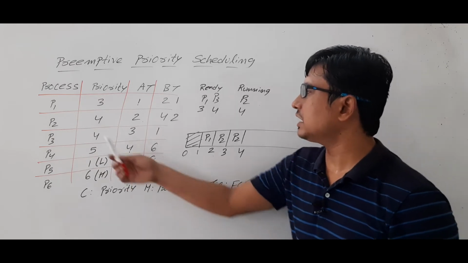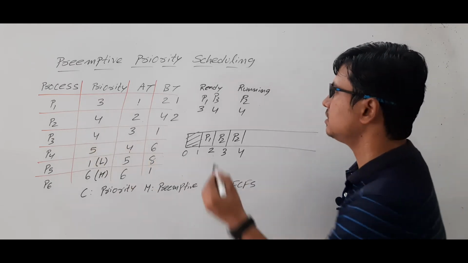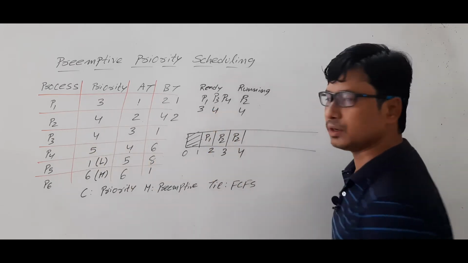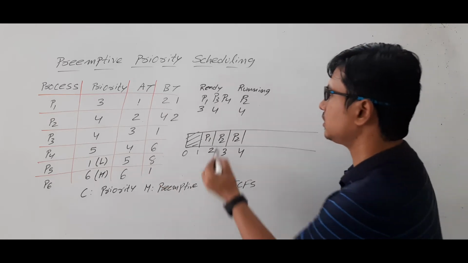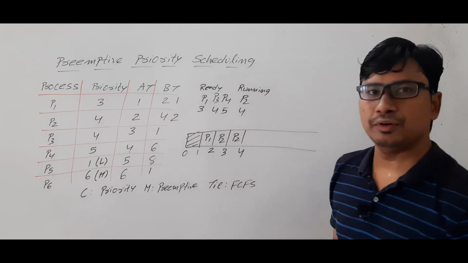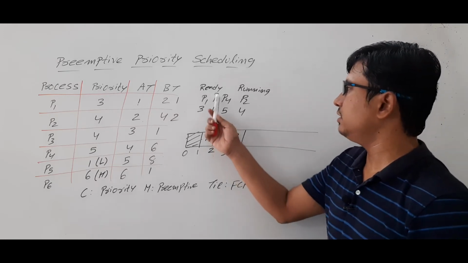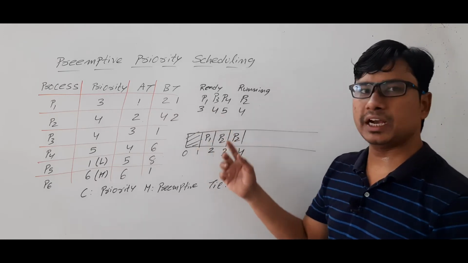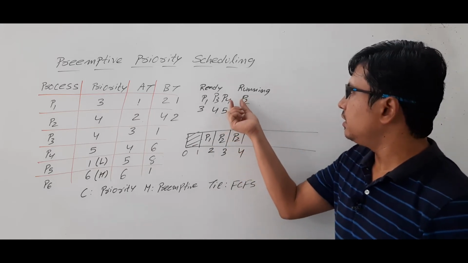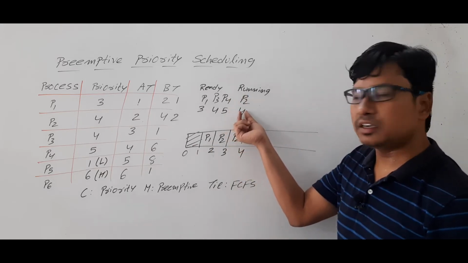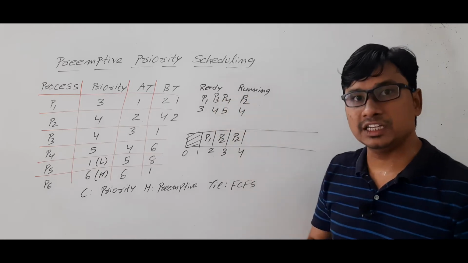By that time, look at whether any process has arrived. Yes, process P4 has arrived in the ready state. Then we need to look at its priority also. P4 has the priority value 5. P1 and P3 have the priority values 3 and 4 respectively. P2 has 4. Now P2 has priority 4 and P4 has the highest priority.